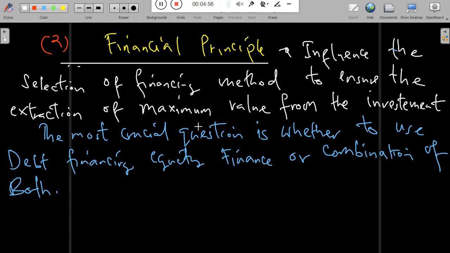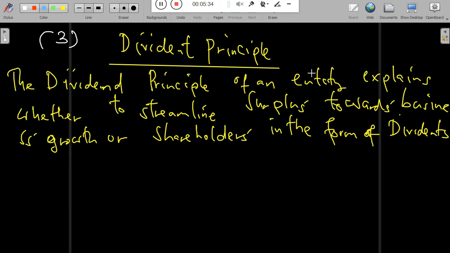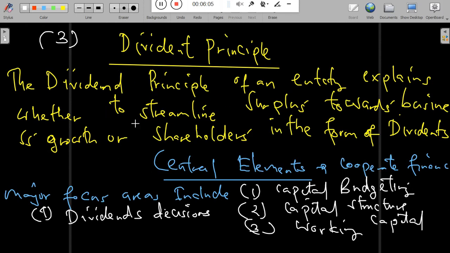Another principle is the financing principle. It influences the selection of the financing method to ensure the extraction of maximum value from the investment. Under financing principles, many factors affect the capital structure, such as business structure and goals, and costs of financing, interest rates, and the equity market. Under the dividend principle, the entity decides whether to use surplus for business growth or to give it to shareholders in the form of dividends. The company tries to examine whether it would be possible to give a dividend to shareholders or to still invest in the company to increase surplus.